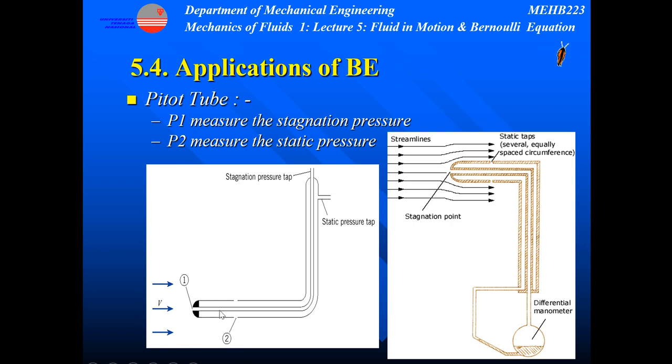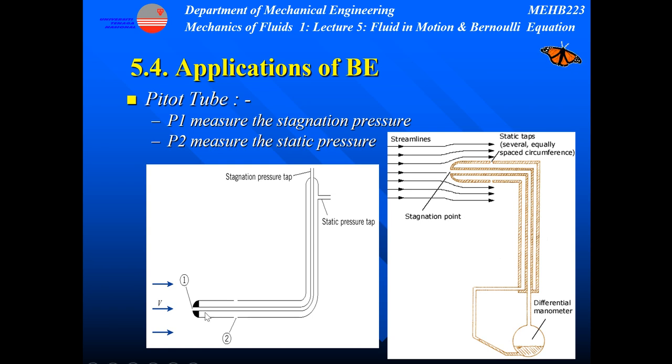So this tube, if you see here, we have two tabs. One tab here is for the stagnation pressure tab, and another tab here is for the static pressure tab. If you connect these two tabs with a manometer, you can calculate the pressure difference, because you can see the pressure here is more than here. This one is higher because this is coming from the stagnation pressure tab.